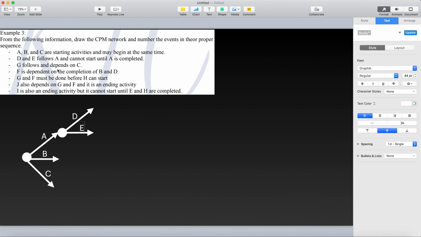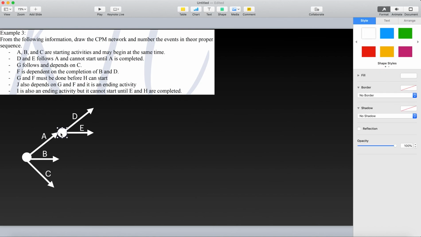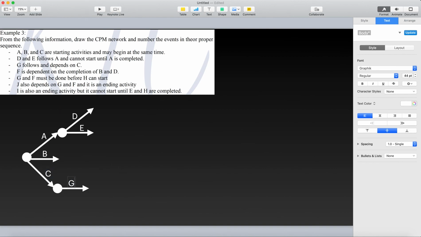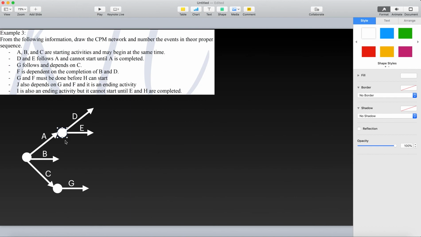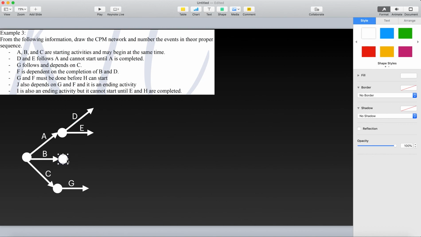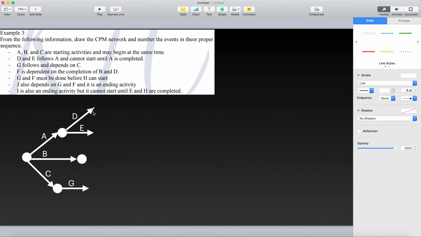Next, G follows and depends on C. So we have another node here. Then we have activity G. Okay, so activity G. Then F is dependent on the completion of B and D. Okay, so if we are going to place another node here, so this is B, and activity D should also be connected. So what I'm going to do is I'll extend this one. So I'll extend this arrow here and I'll transfer D here. So let's move it from the top down to the bottom.